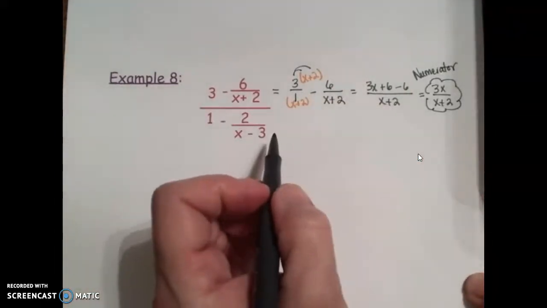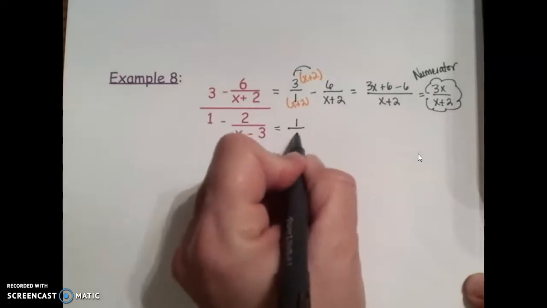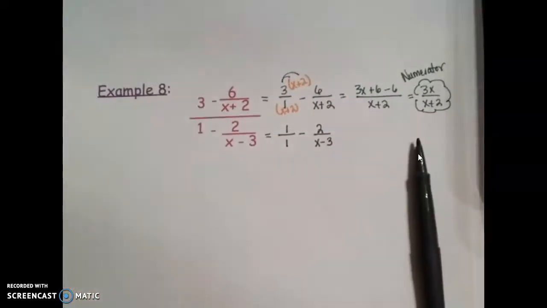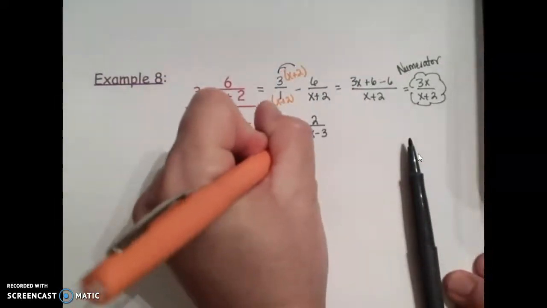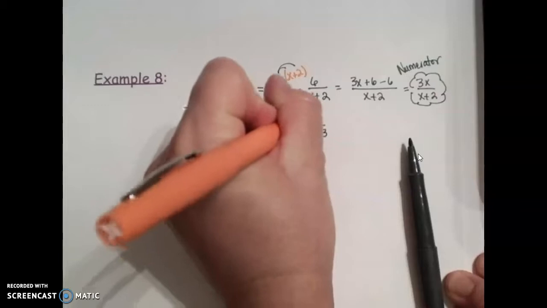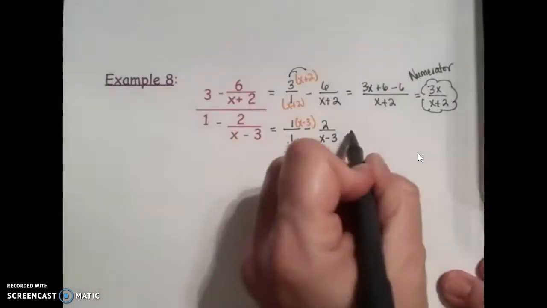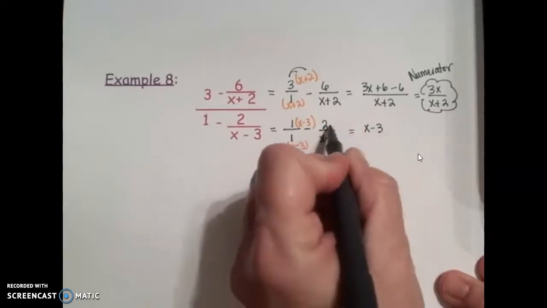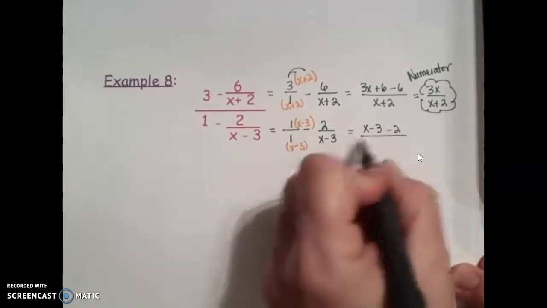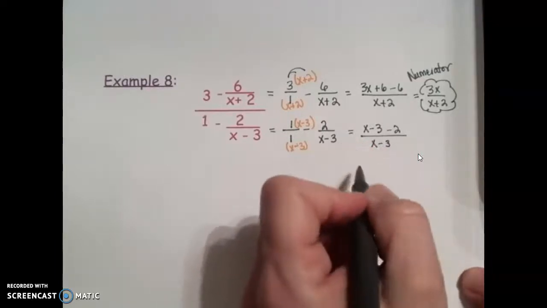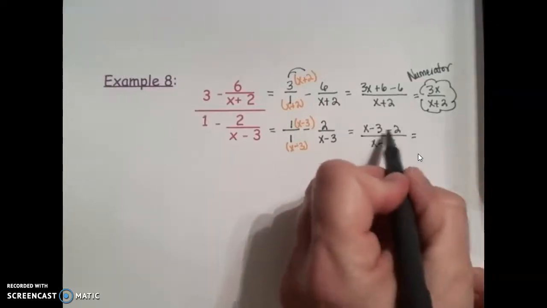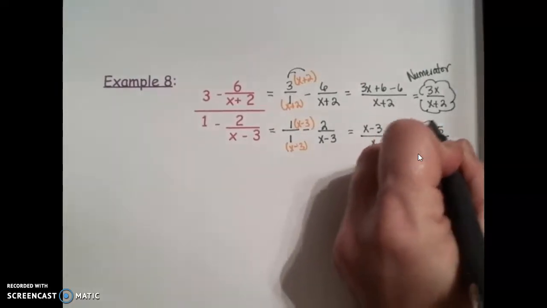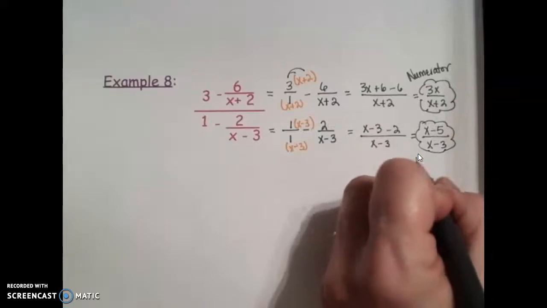And then I'm going to do the same thing on the bottom with the denominator. So I can see here we need an x minus 3. So when I distribute that 1, I'm still going to just get x minus 3 and then minus 2 over our common denominator of x minus 3. So negative 3 minus 2 is going to be x minus 5 over x minus 3 for our denominator.